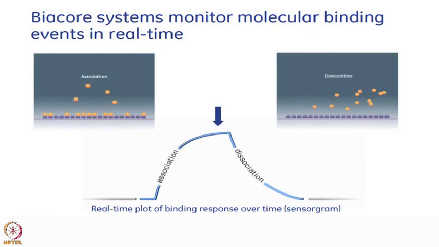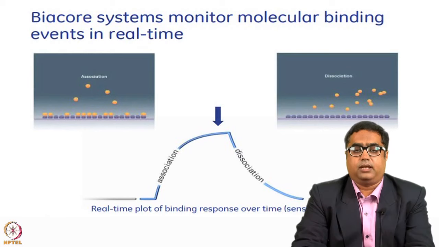Before we start with other sessions, I think we will revise a little bit of introductory slides on surface plasmon resonance. Biacore or surface plasmon resonance systems are a label-free technology. These systems are generally used to monitor molecular binding events in real time. So basically, an experiment starts with an immobilization of a ligand on the sensor surface, and an analyte is passed over in a solution, which will bind to the ligand.